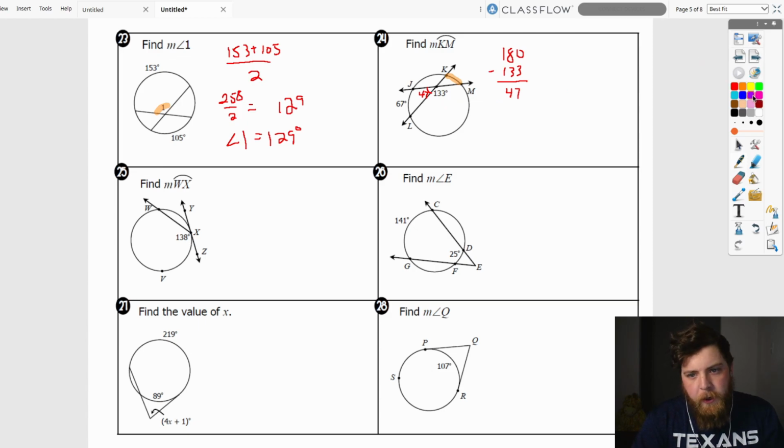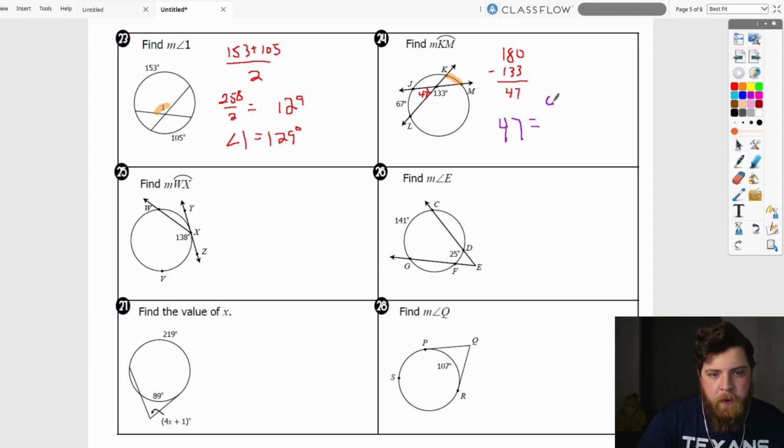Okay. So then I can use the same concept we used over here and say, well, 47 is going to be equal to 67 plus something, right? We don't know what that something is, divided by 2. From there, you could multiply both sides by 2. You get 94 is equal to 67 plus x, subtract 67. And you end up getting x is equal to 27.